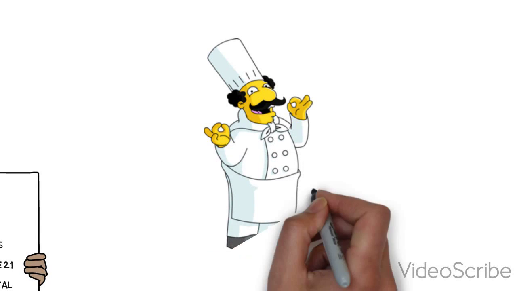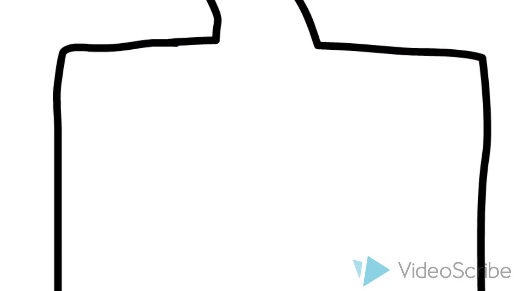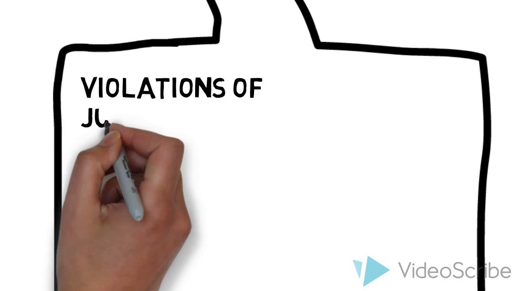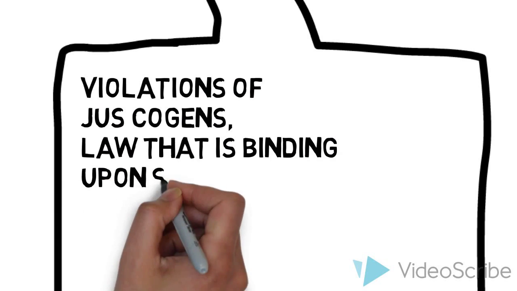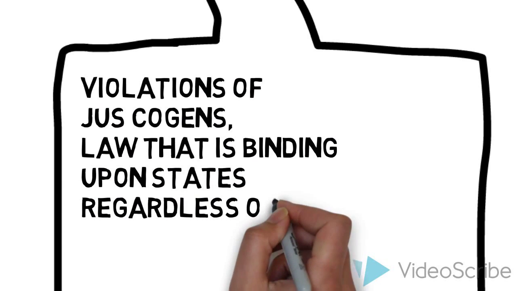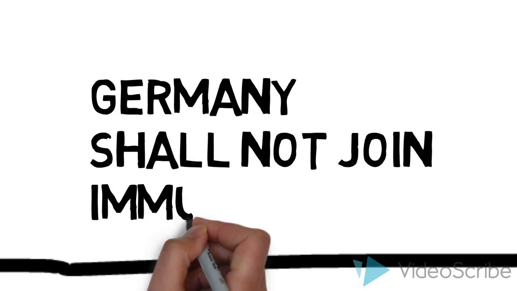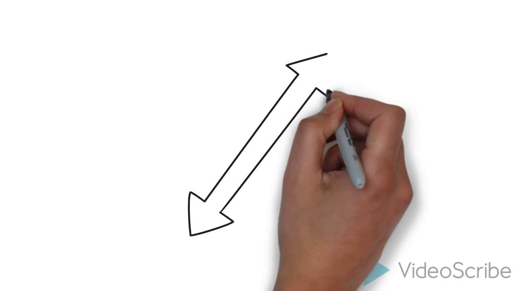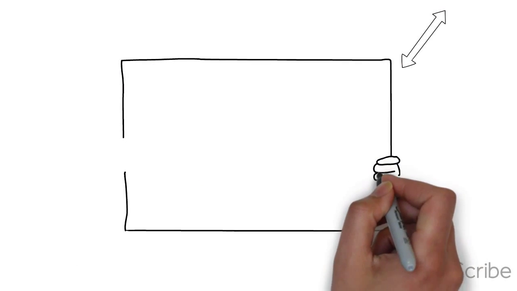Italy, on the other hand, emphasized that the underlying crimes, crimes against humanity and war crimes, were violations of jus cogens, law that is binding upon states regardless of any treaty, and since jus cogens rules always prevail over any inconsistent international law rule, the later rule of immunity of Germany must give way. But what exactly is jus cogens? Let's again give a brief definition of it.